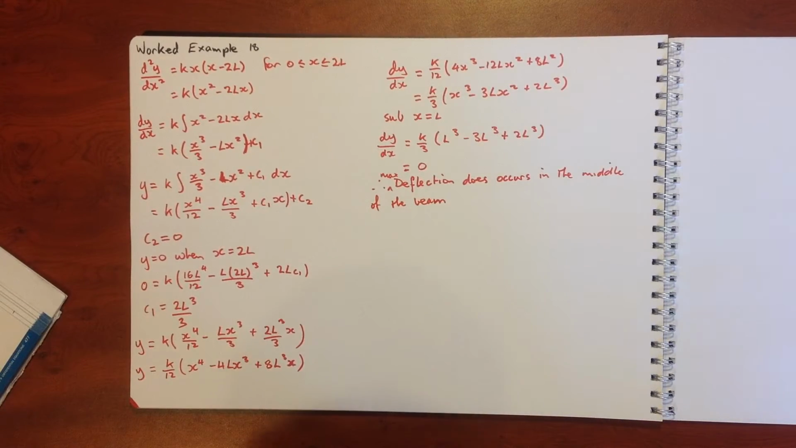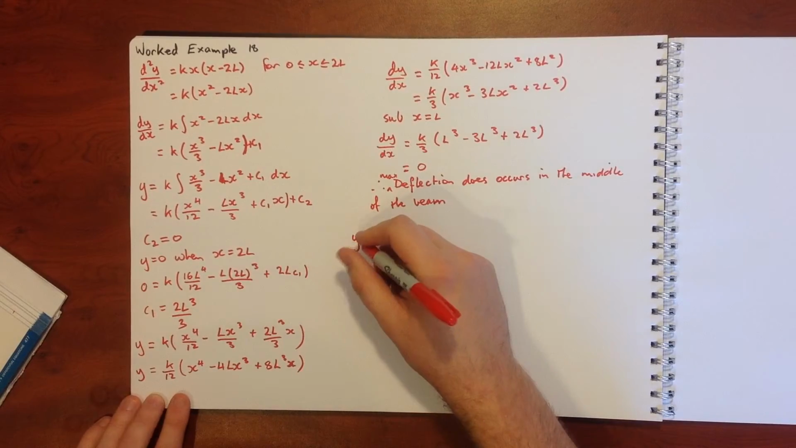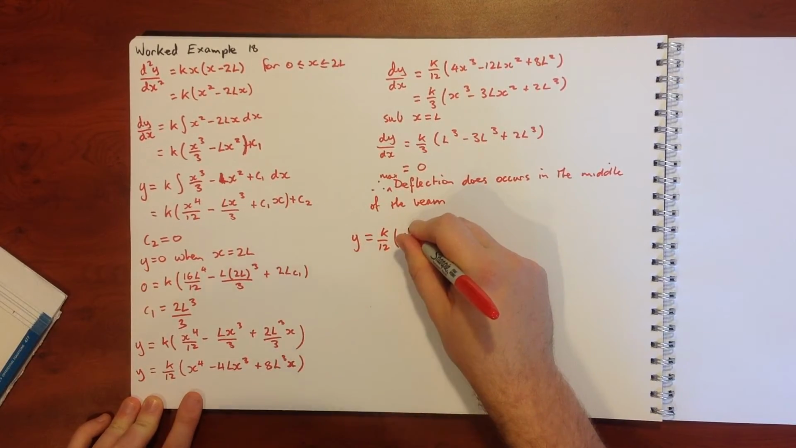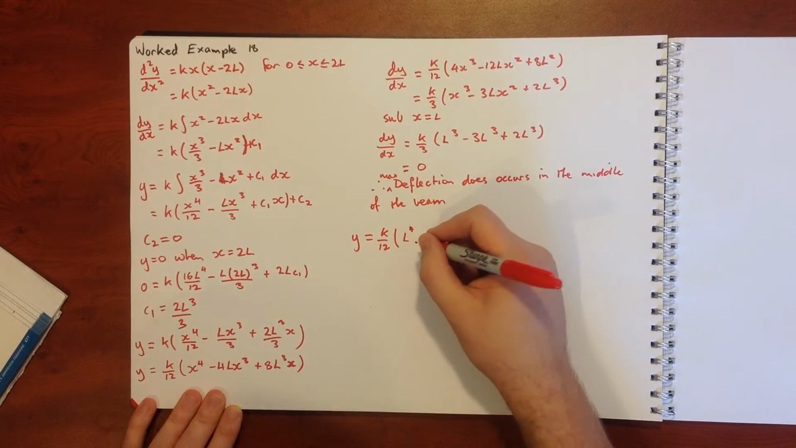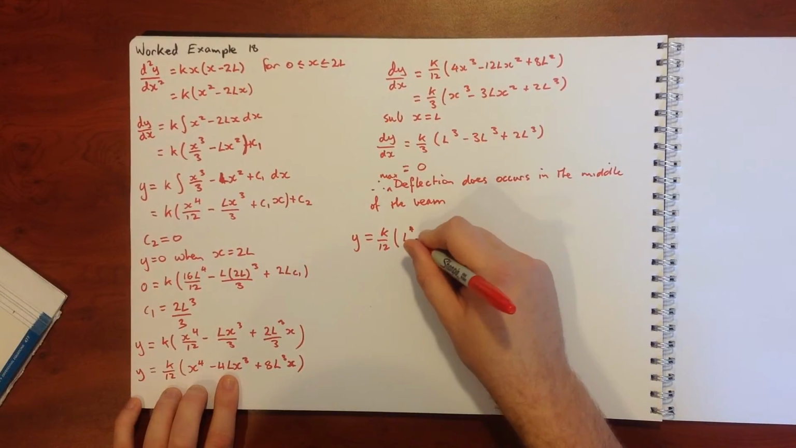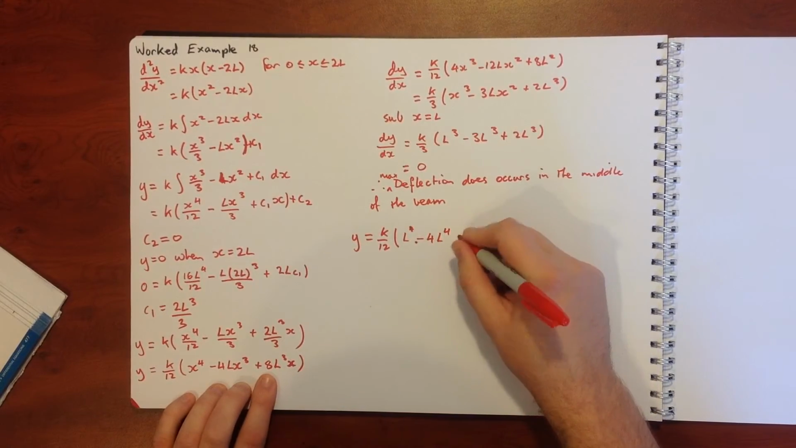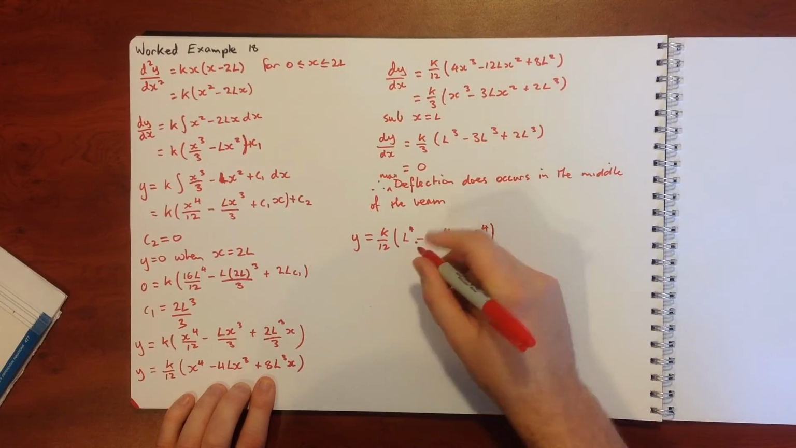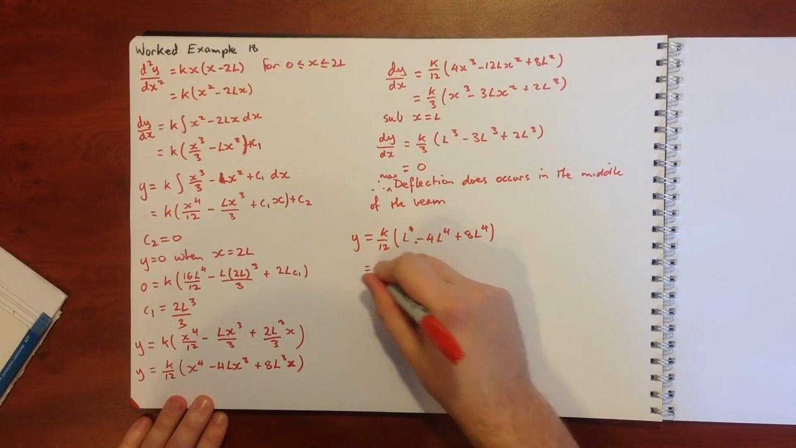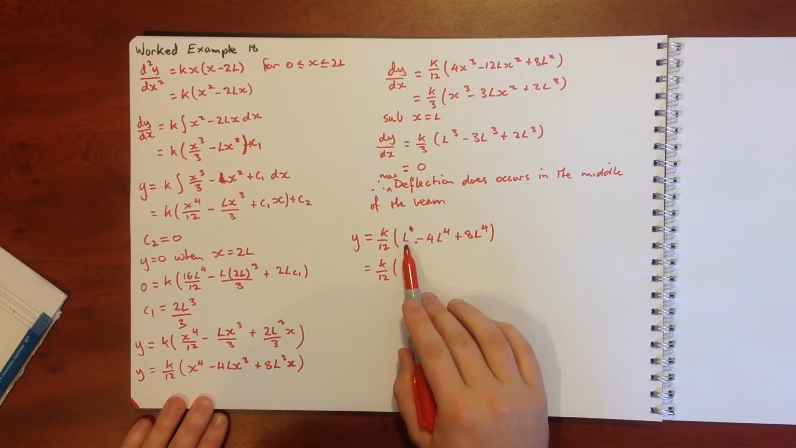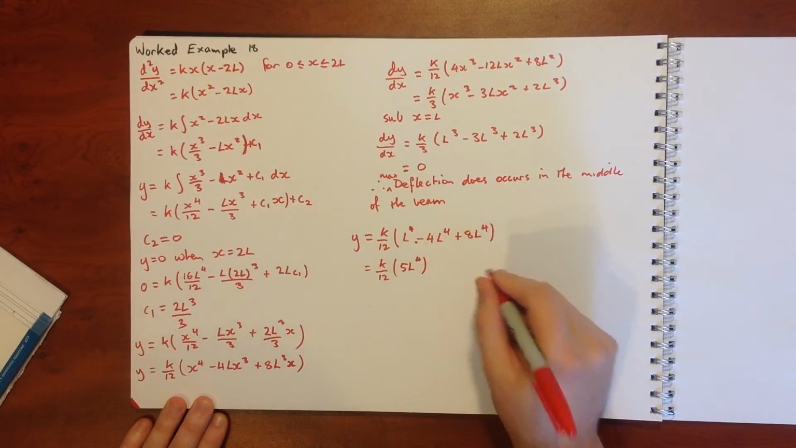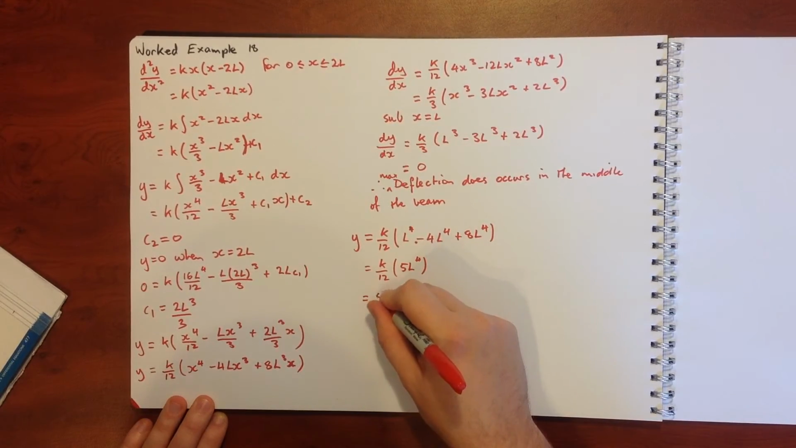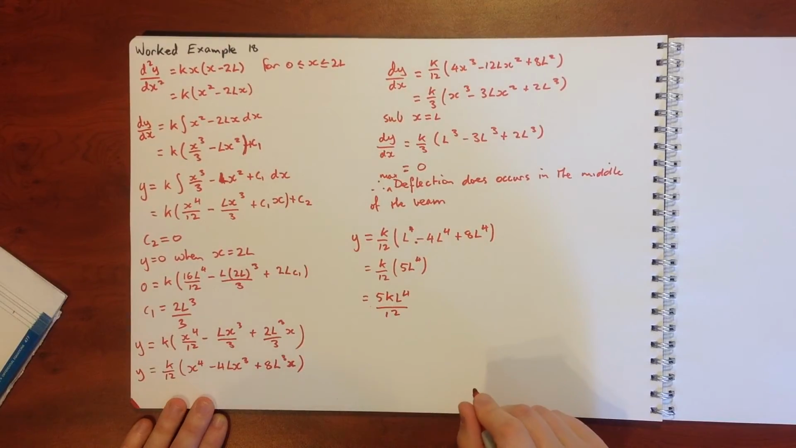Now we want to actually know what the maximum deflection is. We know it occurs when x equals L, so this is our equation that gives our deflection, so we need to put x equals L into this equation. This is k on 12 outside of L to the 4 minus 4L to the 4 plus 8L to the 4, is what we'd end up getting there. L to the 4 minus 4L to the 4 is negative 3L to the 4, plus 8L to the 4 gives us 5L to the 4. So 5kL to the 4 on 12 is going to be our maximum deflection.